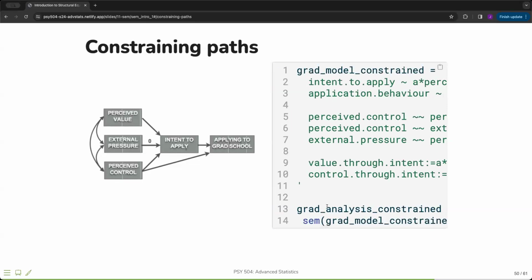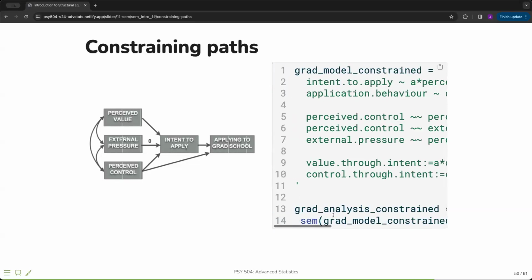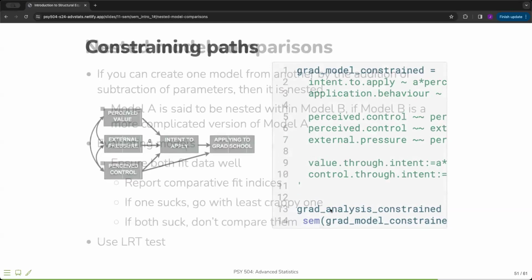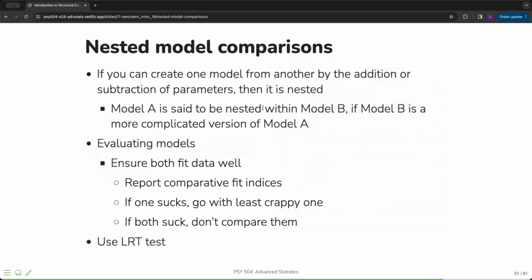Then what we can do is fit our model, which I'm doing here with bootstrap samples, and then we can compare the models to one another. This is an example of a nested model comparison, where we're taking a more complex model and then subtracting a parameter from it. Because we're doing this, it's a nested model. What we want to do is evaluate the model fits for both models first. We want to make sure that both models fit the data well. If one sucks, you go with the least crappy one, the one that fits the data well, but if both suck, don't compare them. But when we fit the models and they both have good model fit indices, we can use the LRT, the likelihood ratio test, to compare those two models.